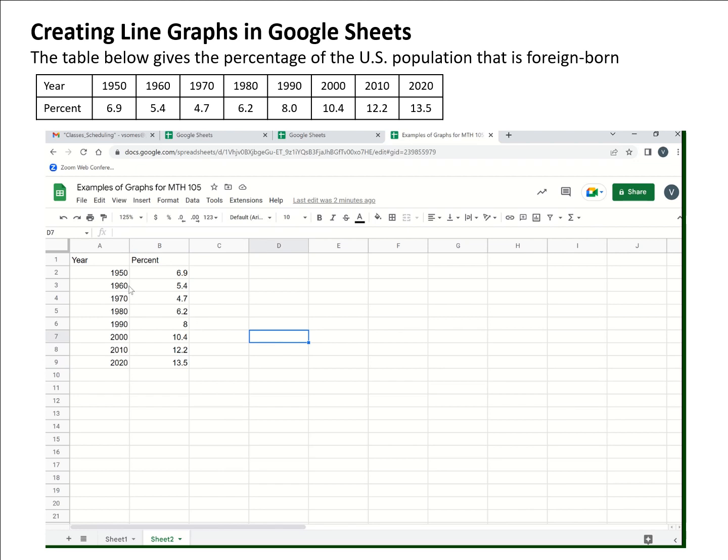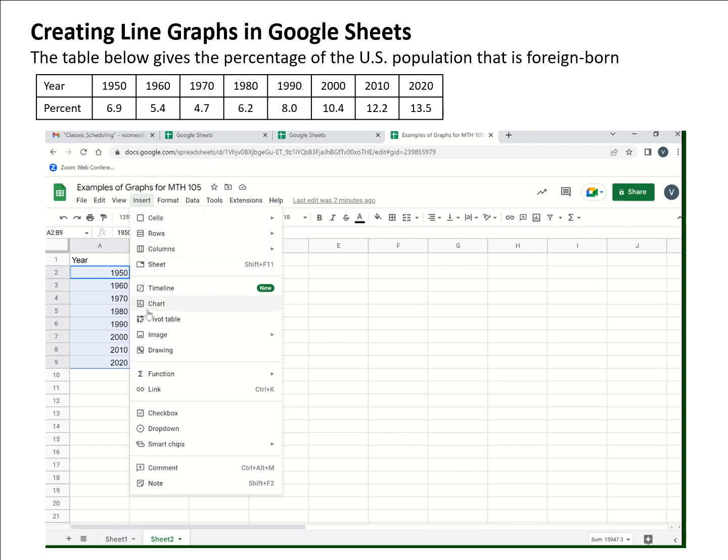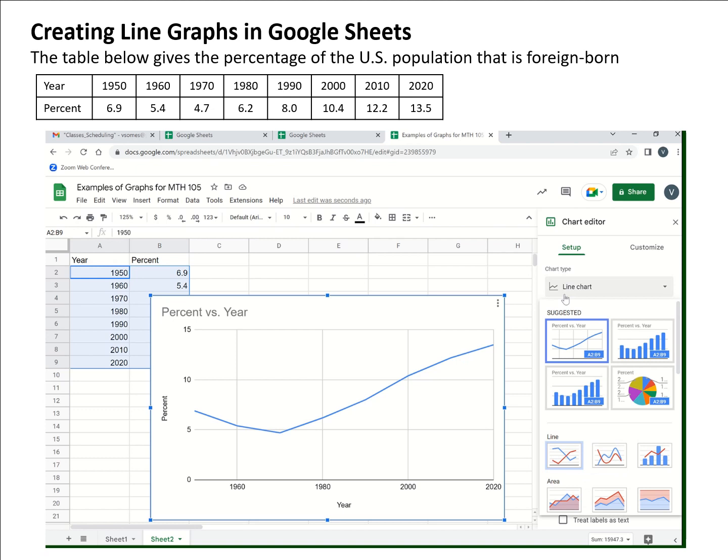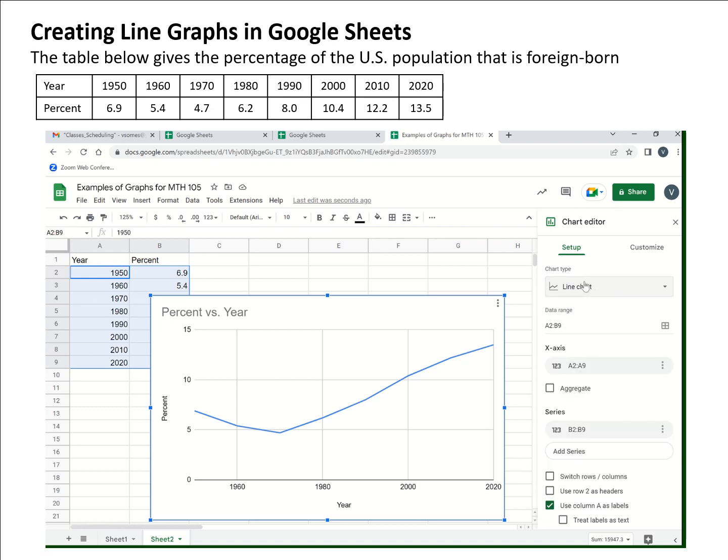If we want to graph this with a line graph, we would highlight the data, go up to Insert, and then select Chart. And Google Sheets will think about what the data is and take a guess at what graph you want. Now, it may be right or wrong. In this case, it did give me a line graph. But if it's wrong, you can go over here to the chart editor and change or adjust what kind of graph you have. We do want a line chart, so that's good.